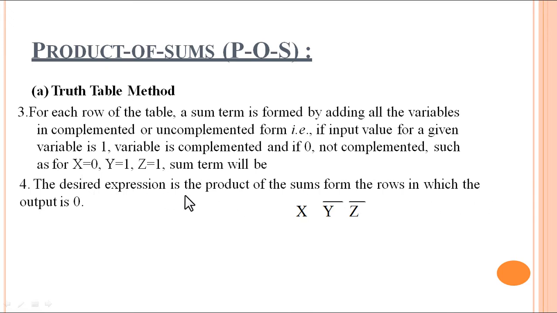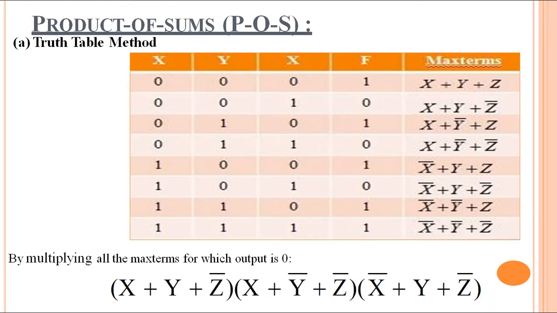The desired expression is the product of the sum terms formed for the outputs, considering the outputs as 0, which is again the reverse of SOP. In SOP we had considered ones. Let us see the truth table method and how it is given.